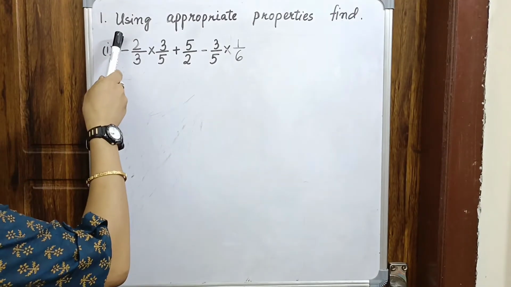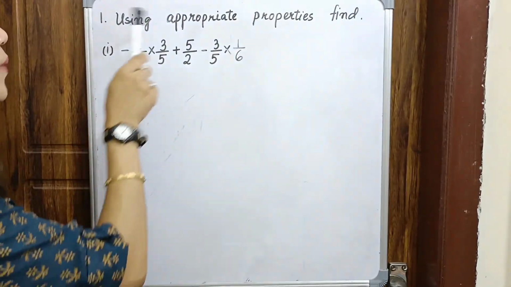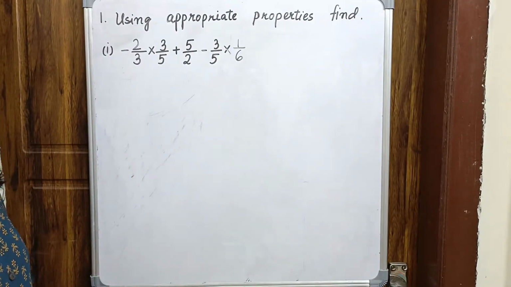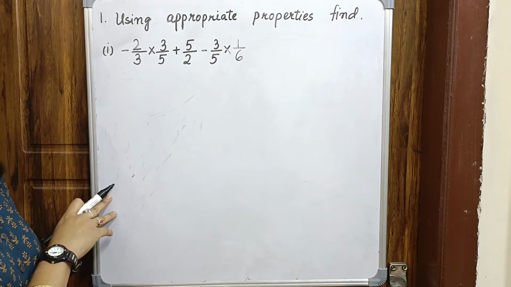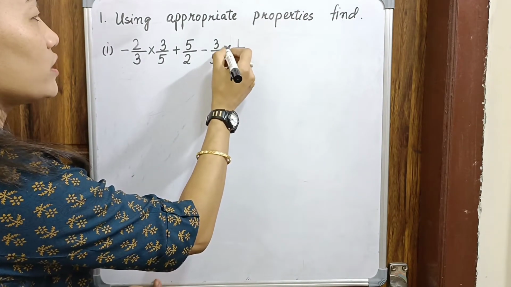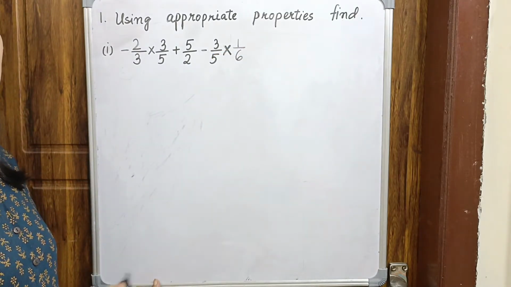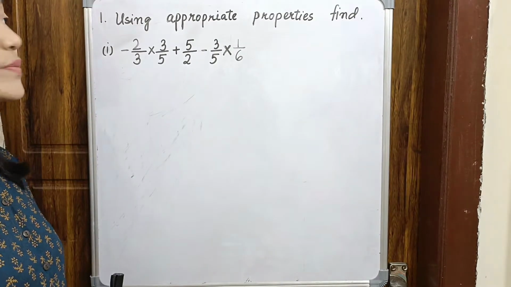So our first question is: using appropriate properties, find this. By applying properties, we are going to find the value of this. By properties we mean the associative property, distributive property and commutative property. If you have not watched my video on integers, there I have explained the associative, distributive and commutative properties. So click on the I button above and watch it.